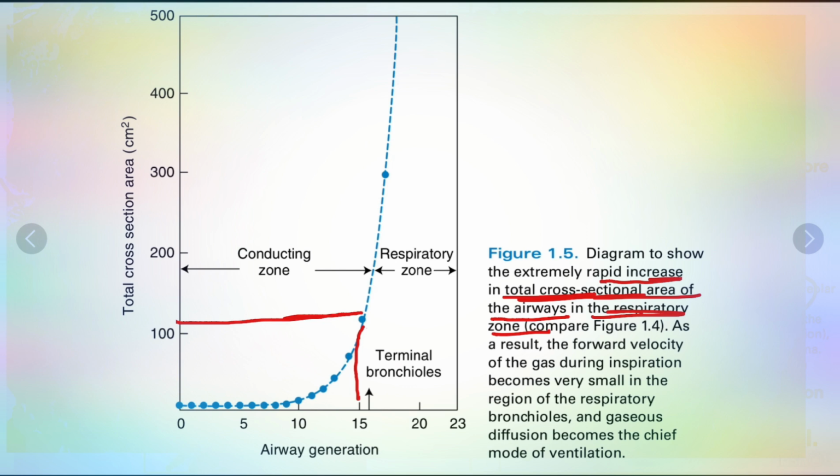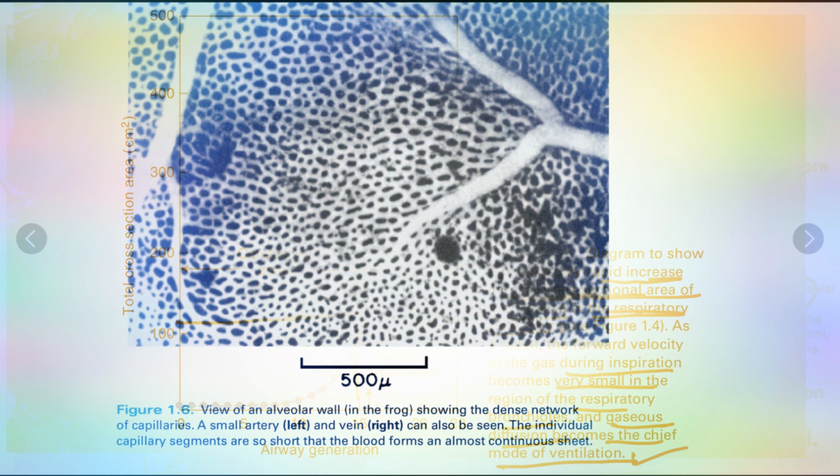As a result, the forward velocity of gas during inspiration becomes very small because the area is very large. So the speed will become less in the region of the respiratory bronchiole, and gaseous diffusion becomes the chief mode of ventilation. That's why diffusion occurs here.